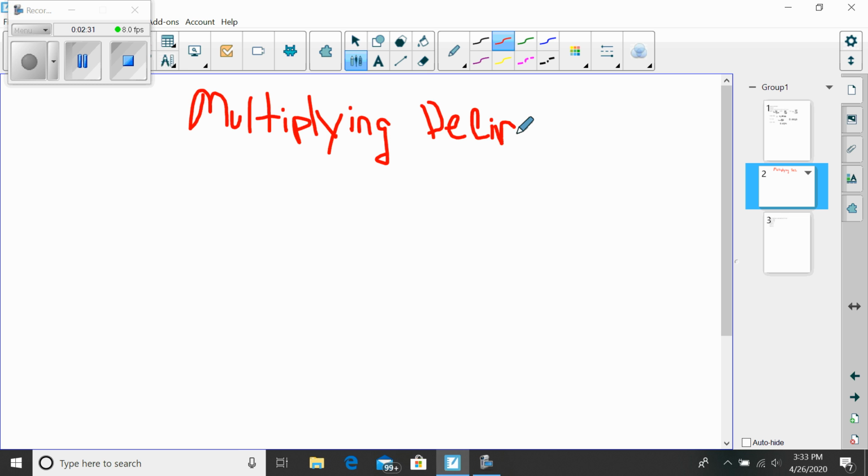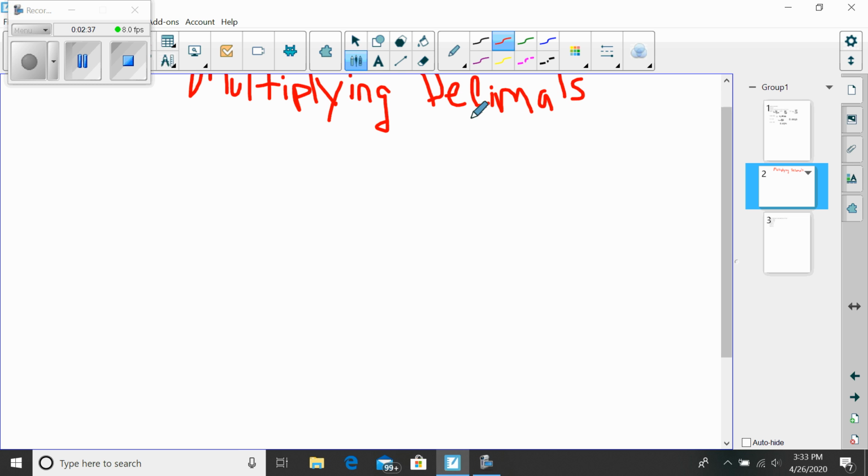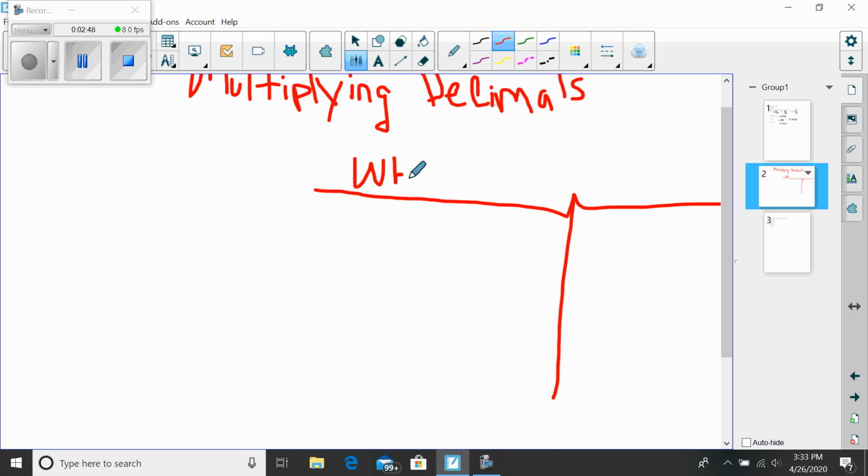So to multiply decimals, we're going to make my favorite, the what-why chart. Okay, so the what we do and the why we do it. So I know some of you are still even a little bit shaky on the what side. Okay, but what we teach kids about to multiply decimals.